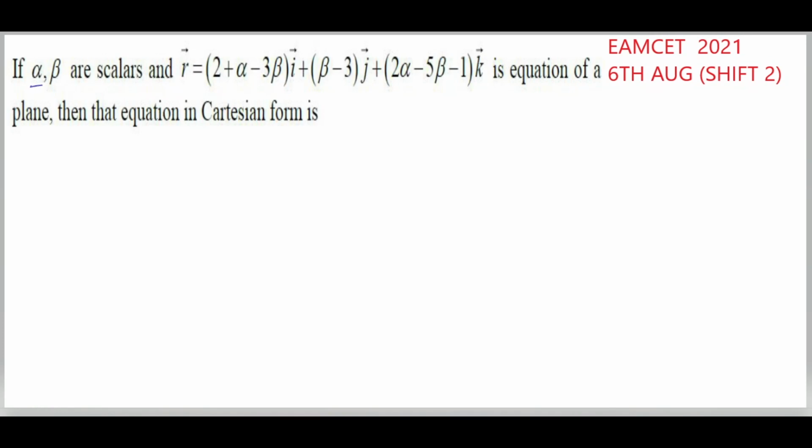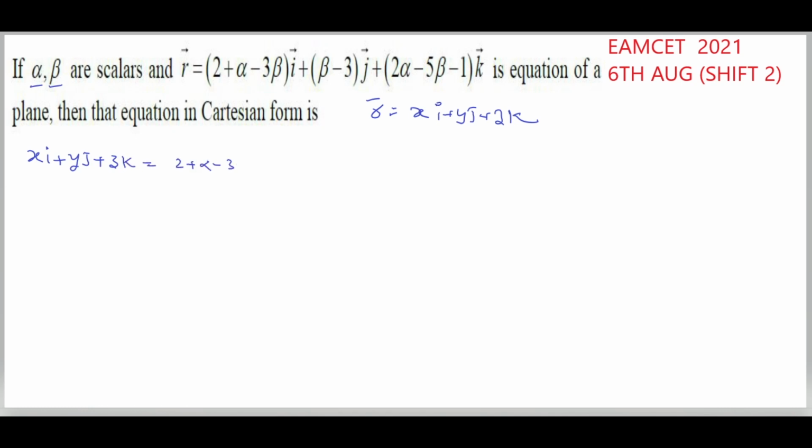If alpha, beta are scalars and r bar is equal to (2 plus alpha minus 3 beta) i plus (beta minus 3) j plus (2 alpha minus 5 beta minus 1) k bar is the equation of a plane, then find the equation in Cartesian form. We know that r bar is equal to xi plus yj plus zk.